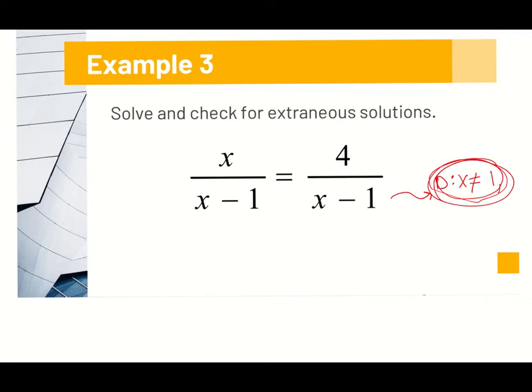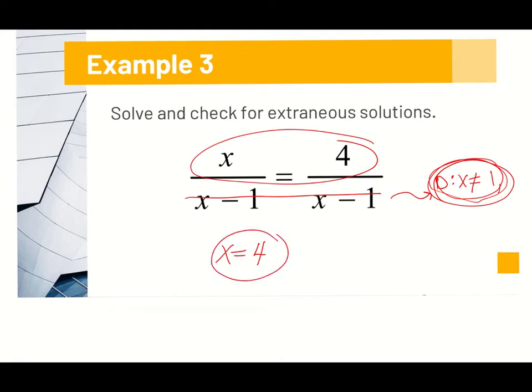So you may notice here, my denominator is already the same. It's x minus 1 and x minus 1. So if your denominator is the same, you don't have to multiply by anything. It's just solve the numerator. So we can get rid of our denominator and just solve our numerator. Well, our numerator is x equals 4. So that is our answer because it's not one of our domain restrictions.